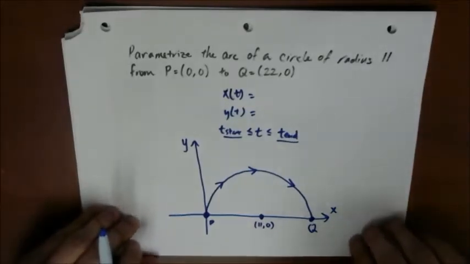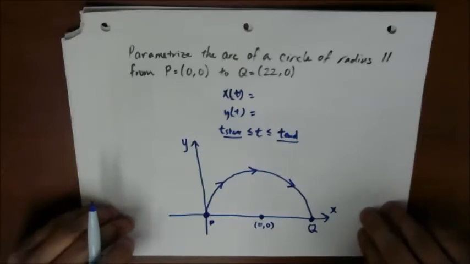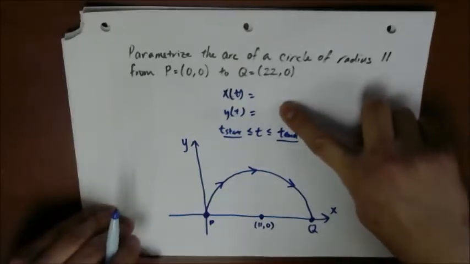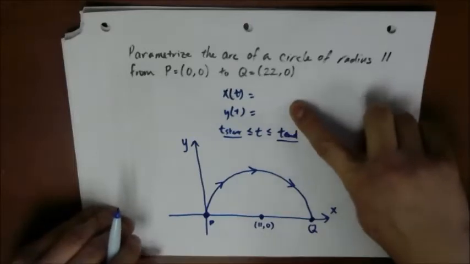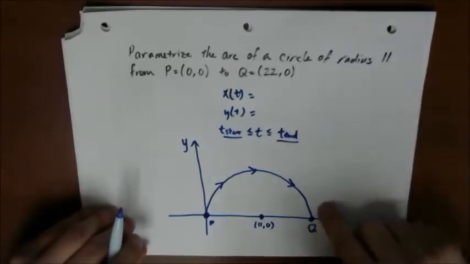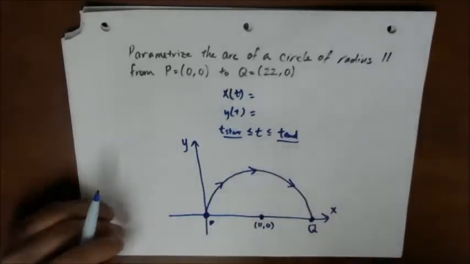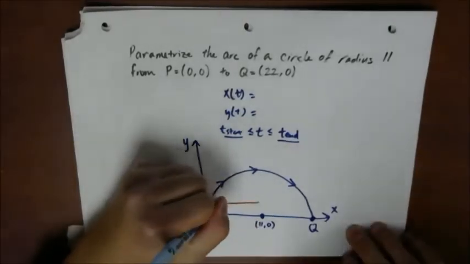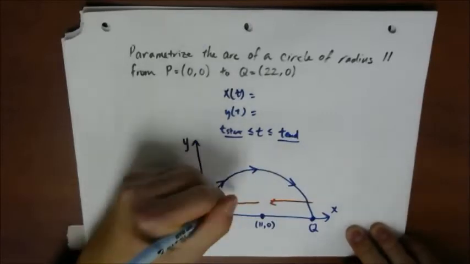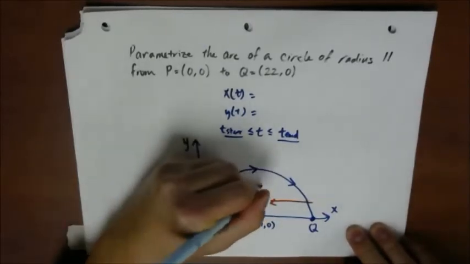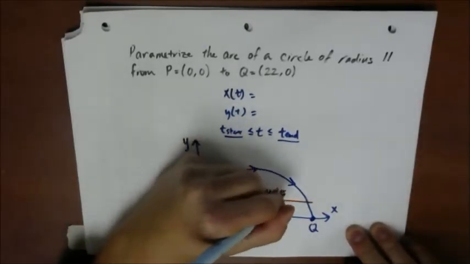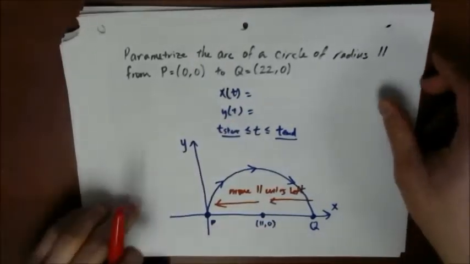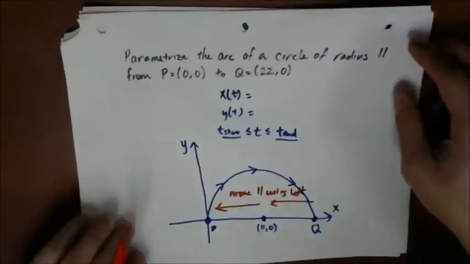It is easy to obtain what x of t and y of t should be if we first look at a different problem. What I want to do is take this arc that's right here and move everything over, in my case 11 units to the left. Let me start on a new sheet of paper. We'll come back to this in just a second.